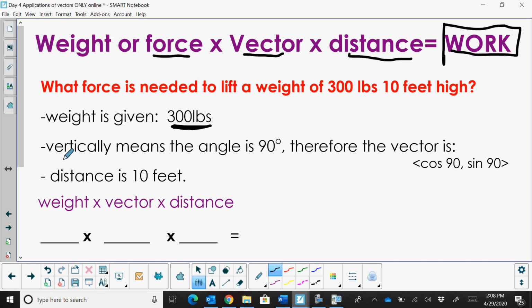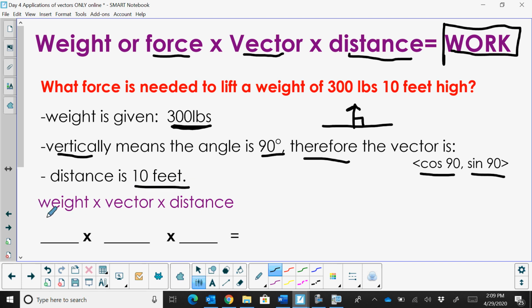Vertically means the angle is 90 degrees because you're looking at a horizontal line, and if you lift it vertically, that is indeed 90 degrees. Therefore, the vector is going to be represented by cosine of 90 and sine of 90. And the distance you want to lift that object is 10 feet.